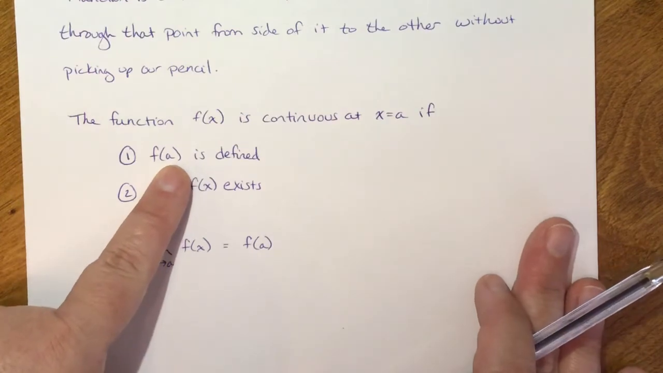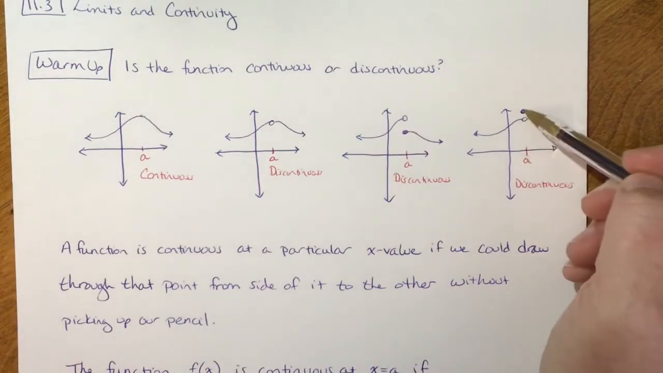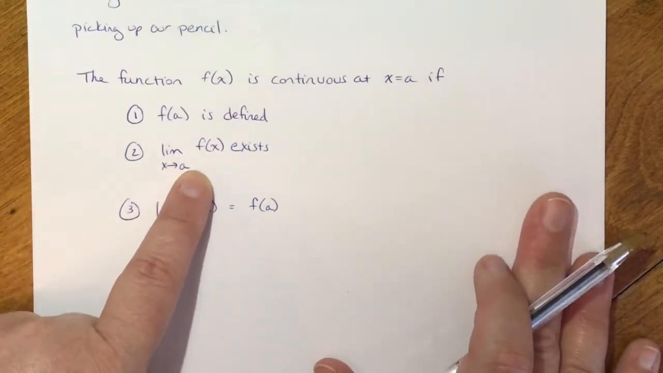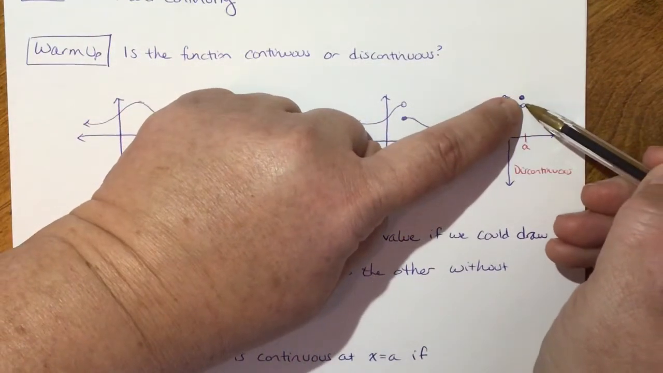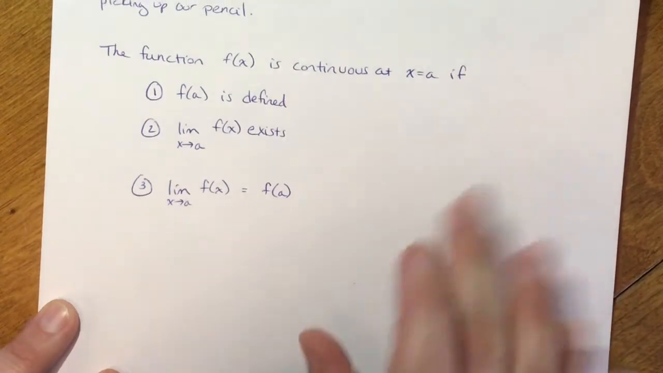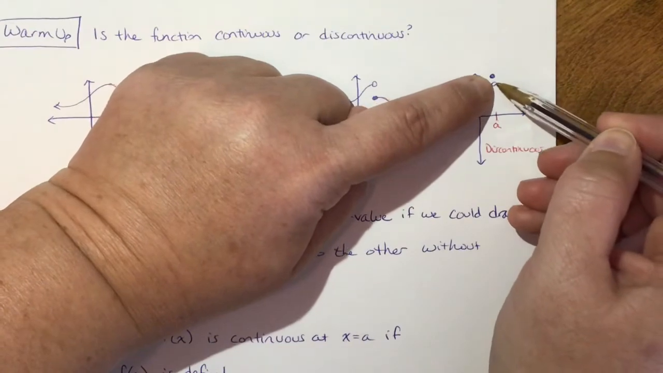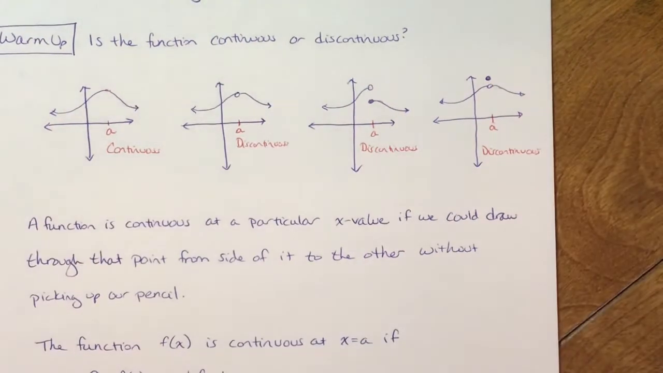Look at the third one. My first check is the function defined at a? Here's a, yep, it's defined, I have a point there. The second thing I check is, does the limit exist as I approach a? So I check from the left and the right as I approach a. Yep, I'm headed to the same spot. And then third, is the limit the same thing as the value of the function? No. Look, I'm approaching from both sides, this value right here where the hole is, but the actual function value is up here. So it fails on the third one.